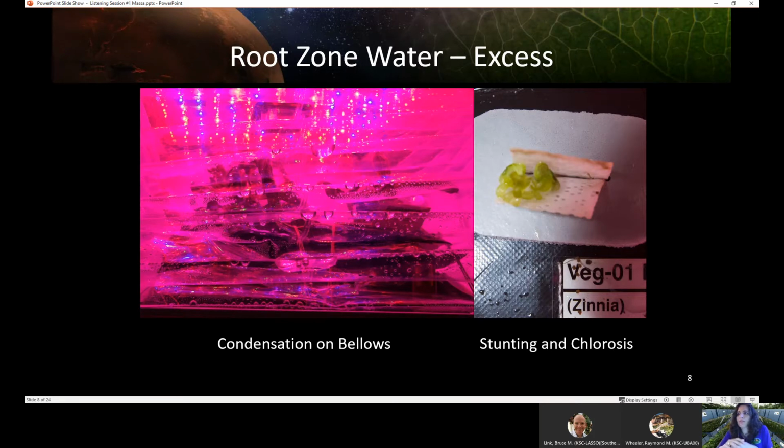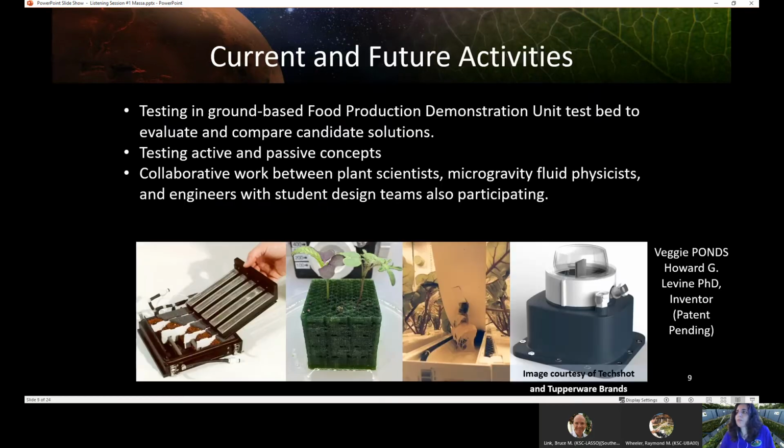You have surface tension and capillary action kind of ruling when you don't have gravity. And so the water will coat plants, will coat surfaces, and can cause a lot of problems. So what are we doing about this? Well, we have ground-based food production demonstration test beds, water delivery test bed units, to evaluate and compare candidate water solutions.